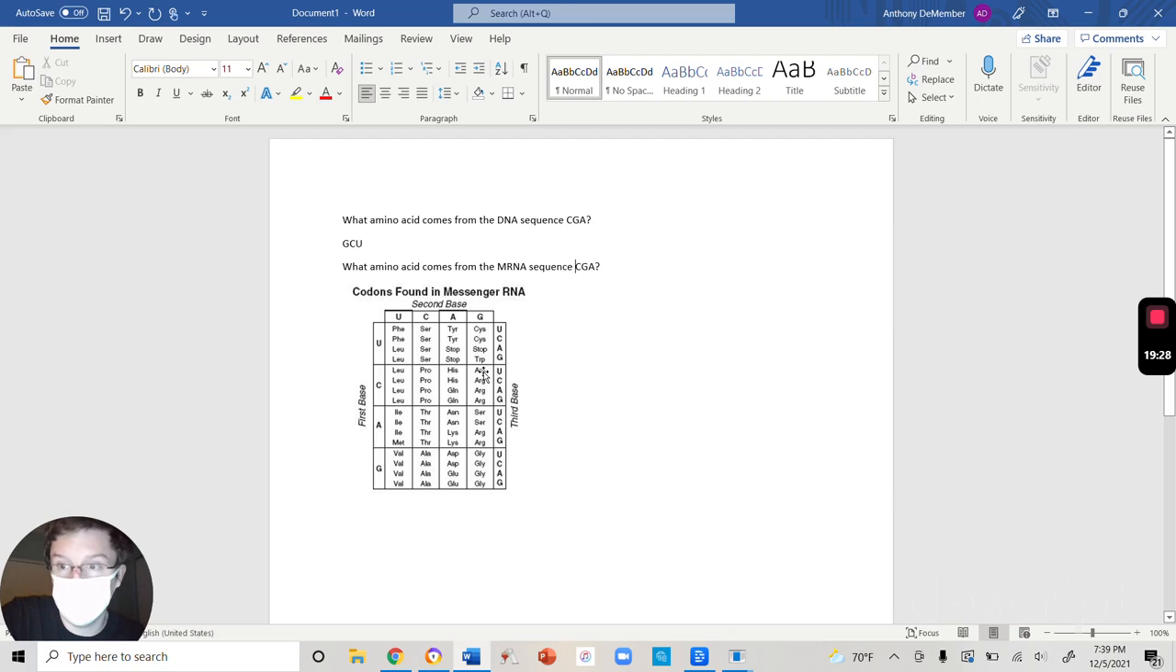These are very different. These are not the same question. What amino acid comes from the DNA sequence CGA? Alanine. What amino acid comes from the mRNA sequence CGA? Arginine. Distinctly different from one another.